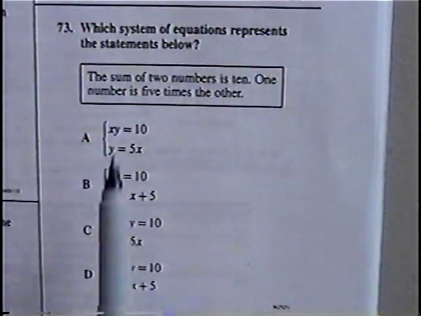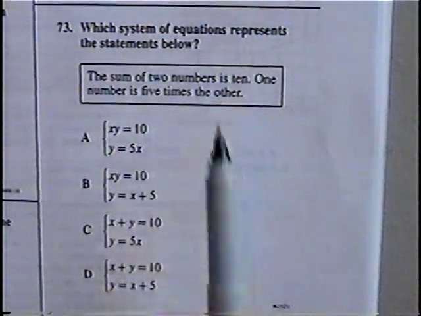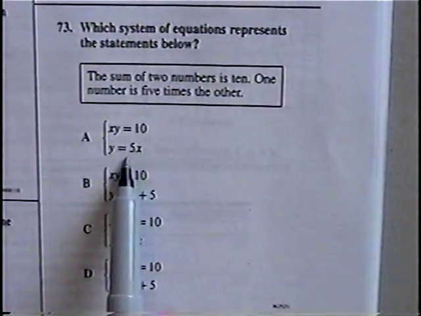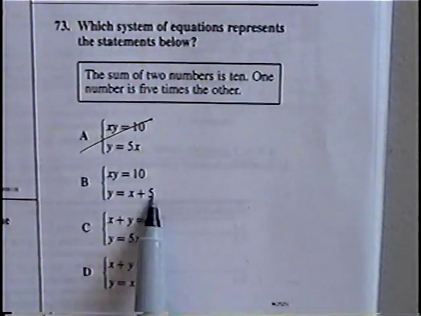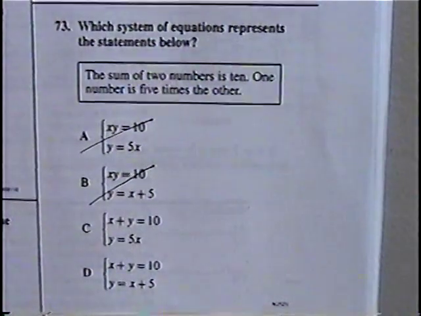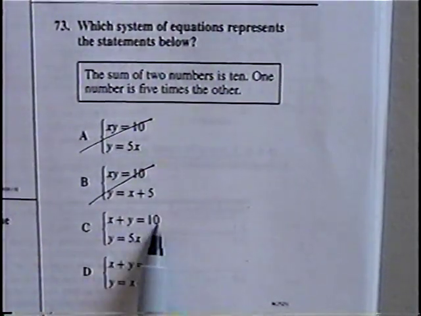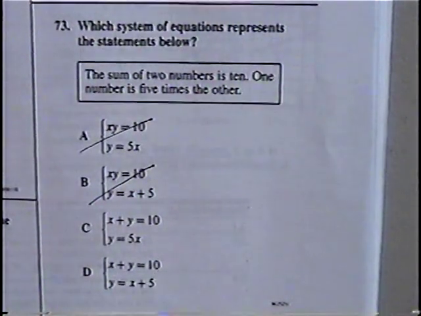In this question, the first part we want the sum of two numbers to be 10, so adding two numbers would be equal to 10. Letter A does not have any addition, so that would be incorrect. Letter B, we're adding 5 and it's equal to y, but we want the expression to be equal to 10. Letter C, we have two numbers adding to 10, and letter D, we have two numbers adding to 10.